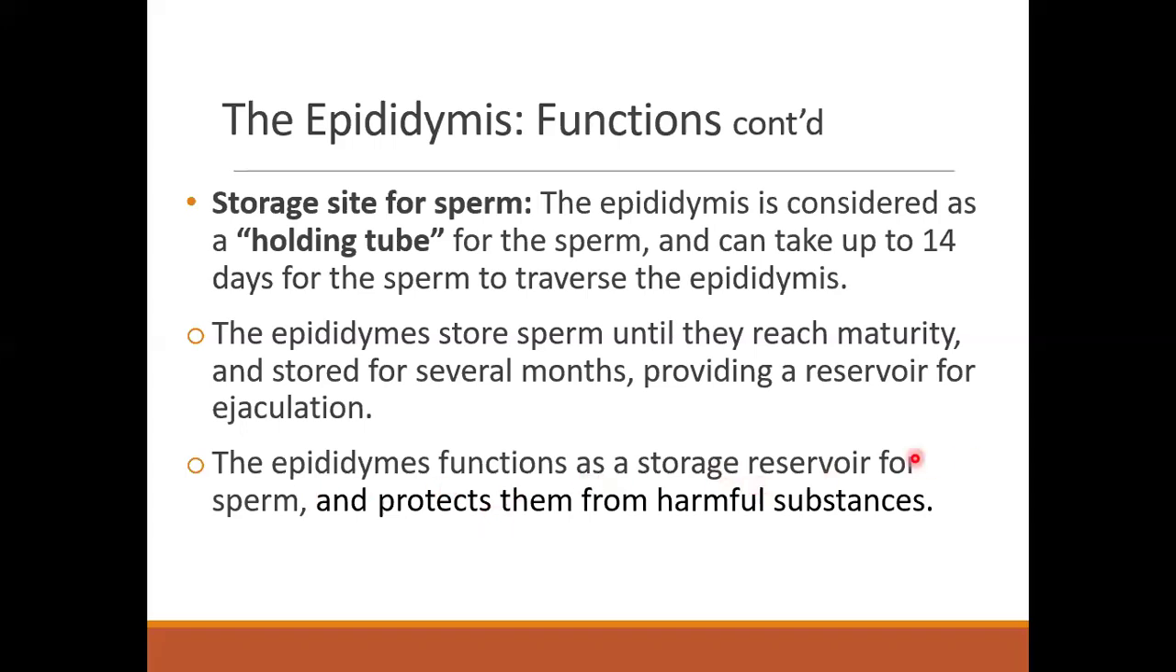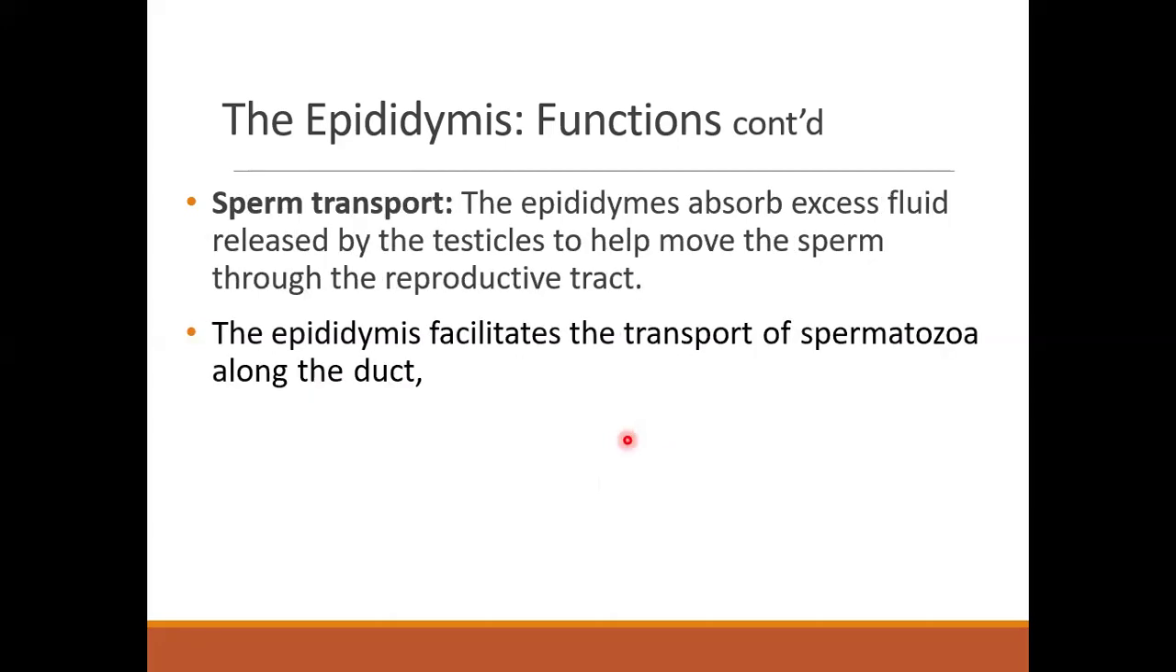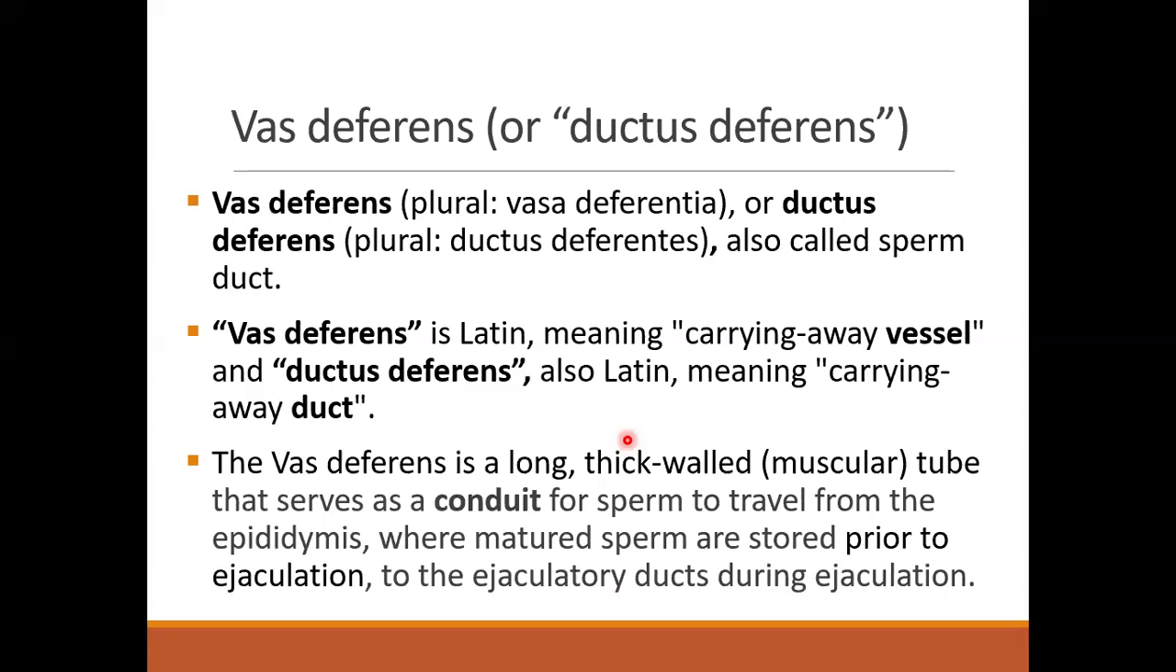The epididymis functions as a storage reservoir for sperm and protects them from harm. I think we have mentioned that. Finally, they transport the sperm. The epididymis absorbs excess fluid released by the testicles to help move the sperm through the reproductive tract. The epididymis facilitates the transport of spermatozoa along the duct. Then you go to the vas deferens. So gradually you are moving from the testes to the epididymis to the vas deferens. After the vas deferens, I think you end there. Then you are going to do the accessory organs, which are the seminal vesicles, the prostate, and so on. All right, so let's quickly go through the vas deferens.